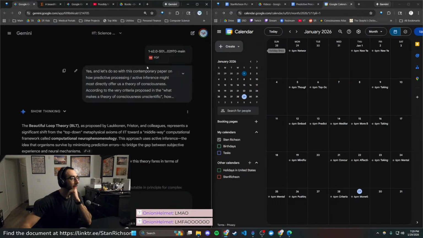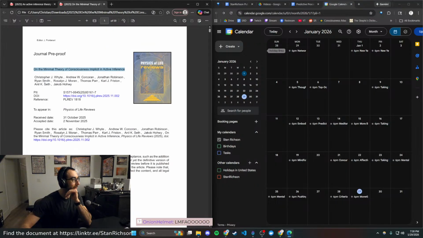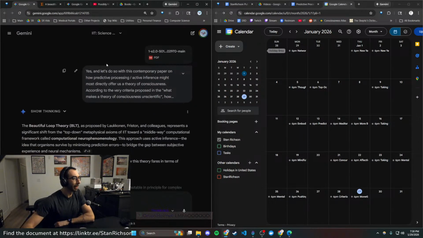Okay, let's lock in. I realized that the paper I've been talking about for the past like three days, this active inference theory of consciousness, is not the one I read. I actually read this one on the minimal theory of consciousness implicit in active inference. So I'm kind of curious how those even differ. But we'll just go one at a time.